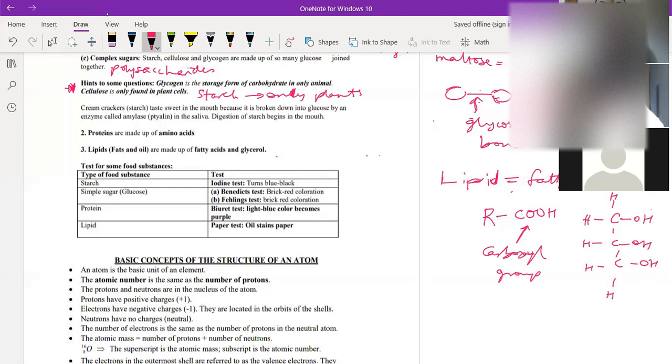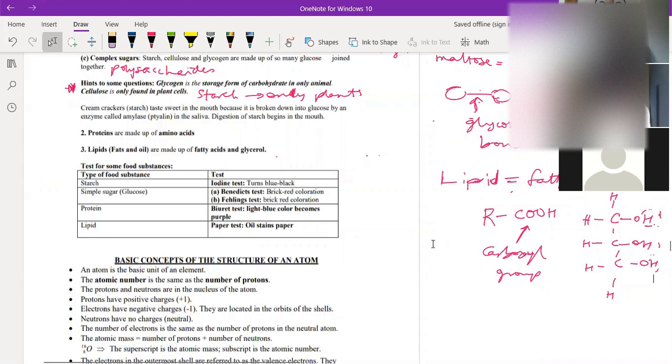If you have only one hydrogen replaced here, then you have what we call a monosaccharide. If you have another fatty acid replacing this hydrogen here, it becomes a disaccharide. If all three hydrogens here are replaced by the fatty acid, then you have trisaccharides and so on. But remember that lipid is made up of fatty acid and glycerol.